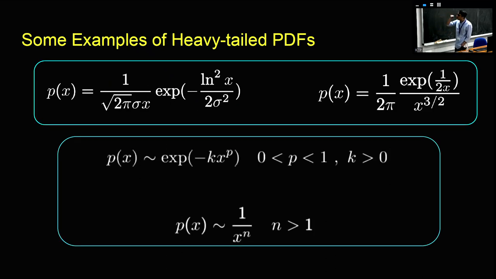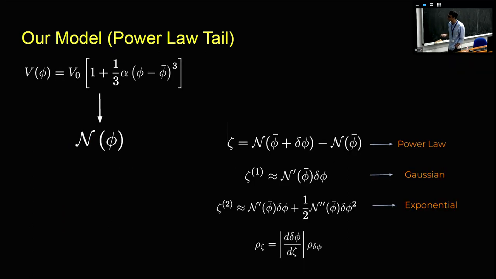Here, in this slide, I provide some examples of heavy-tailed distributions. The first one is the log-normal distribution. This is the Lévy distribution. And distributions with behavior at their tails like exponential of x to the p, with exponent p between 0 and 1, or power-law behavior, are, according to both definitions, heavy-tailed PDFs.